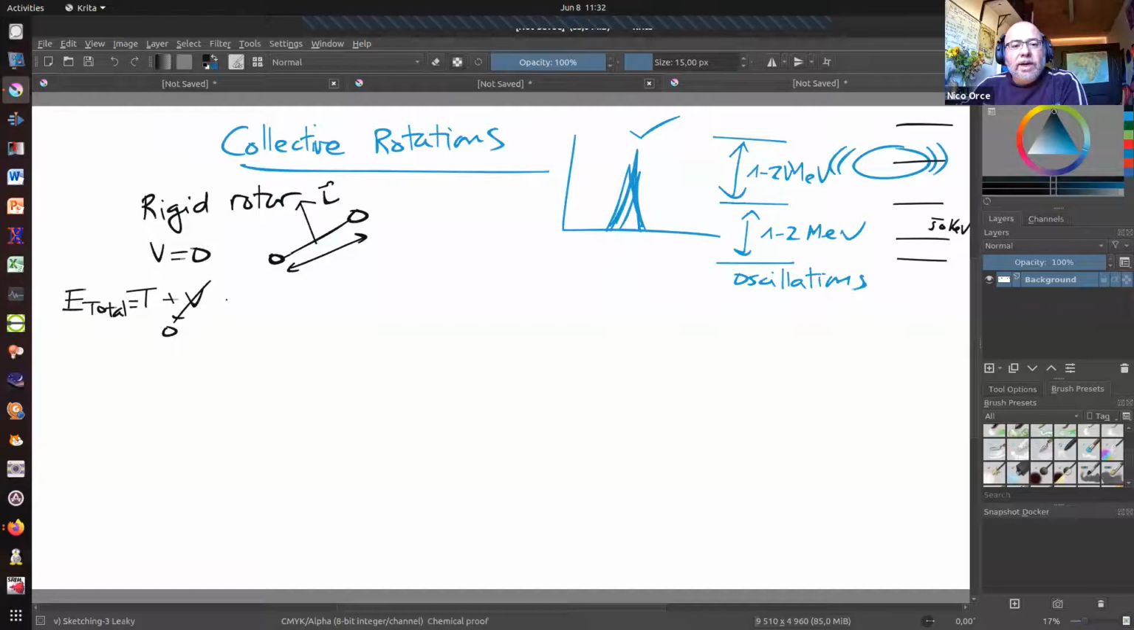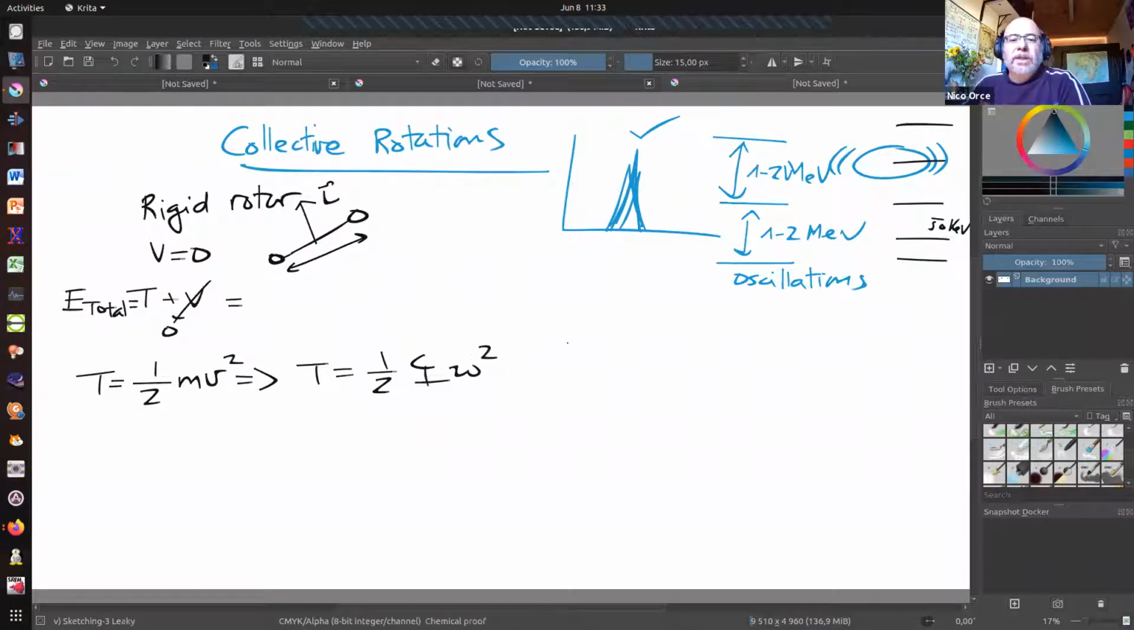V is 0 and T is equal to, in a rotation, remember, for a translation, we have that T is equal to 1/2 mv squared. But for a rotation, we have that T is equal to 1/2, with m changed by the moment of inertia and v changed by the angular velocity, right? As we know, also, the angular momentum is equal to the moment of inertia times the angular velocity.